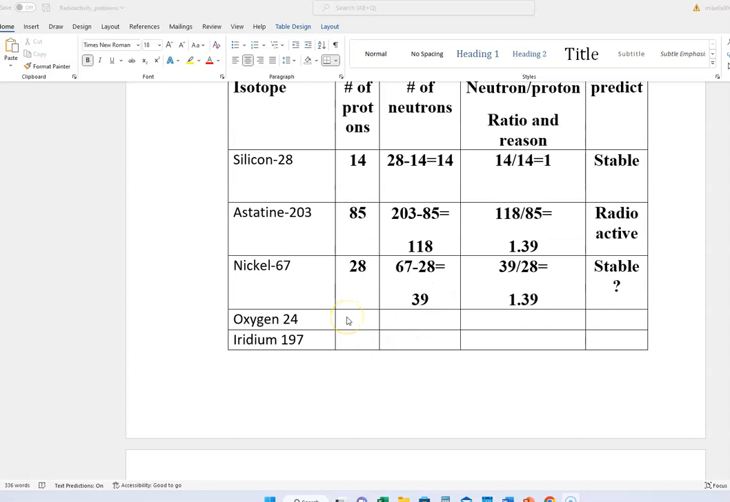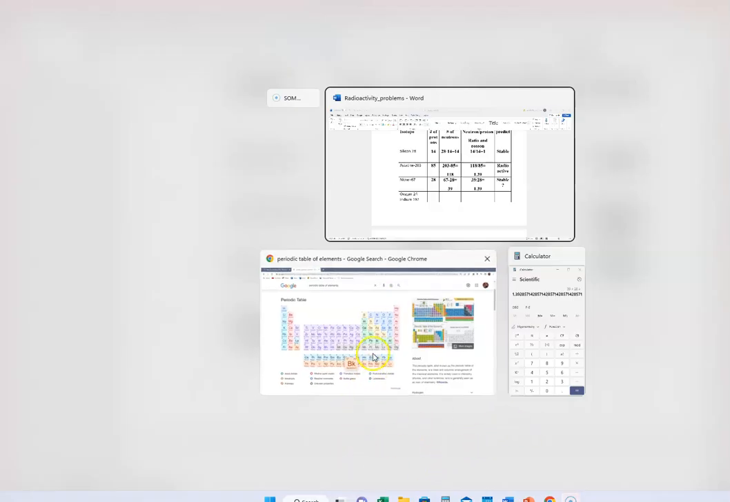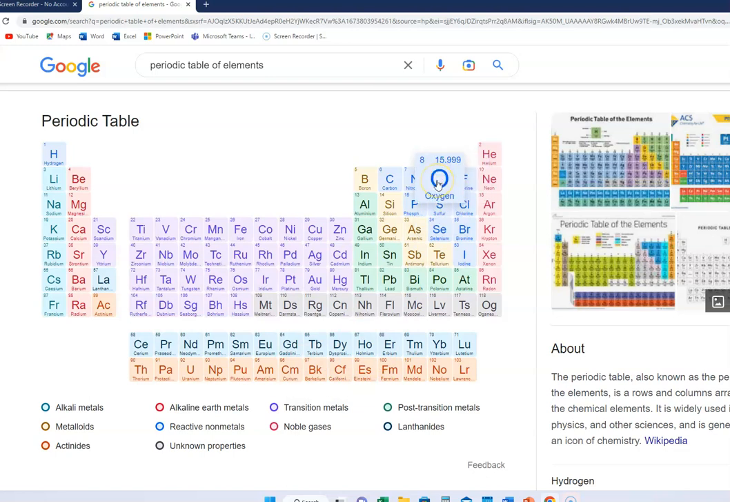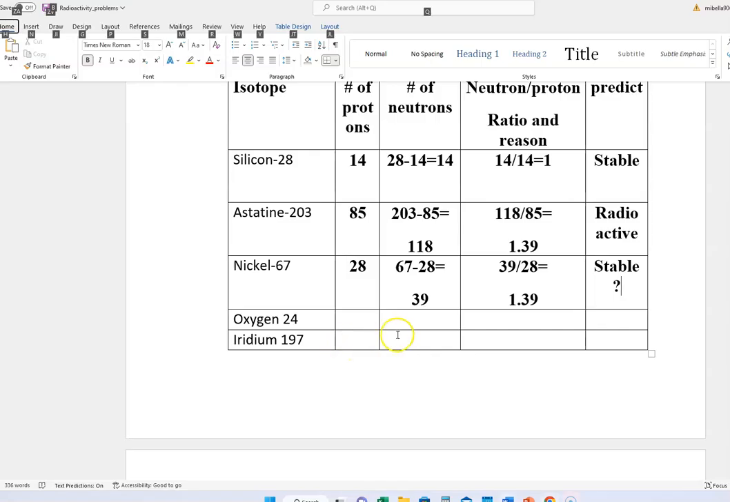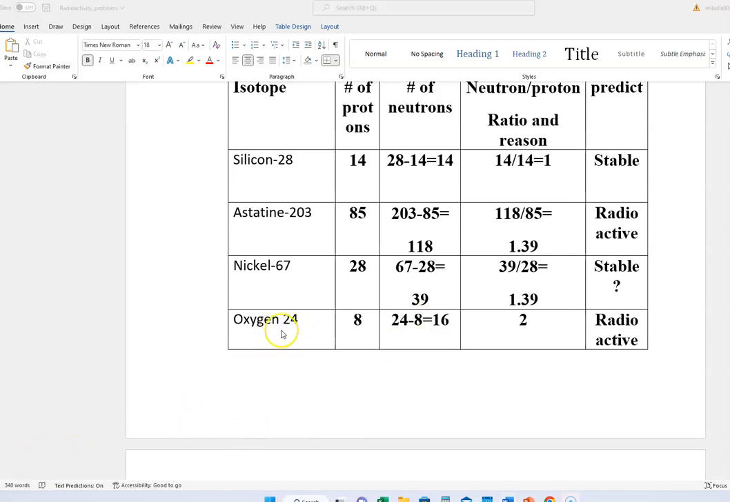All right, the next one, of course, is oxygen 24. So let's take a look at that. We've got to go to our periodic table and look at oxygen. Oxygen is element 8. So our number of neutrons is 24 minus 8. So this isotope of oxygen, oxygen 24, will have 24 minus 8, 16 neutrons.